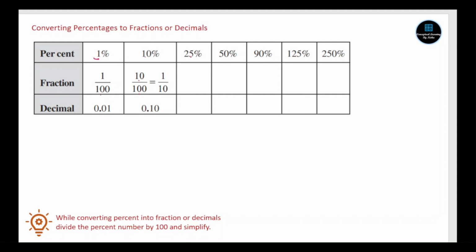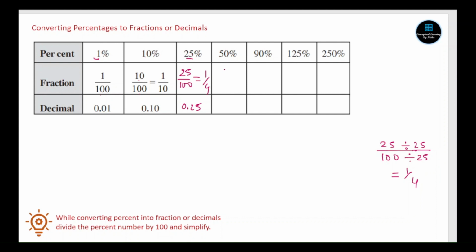Same way, 25% means 25 upon 100. If I simplify by dividing by 25, I'll get 1 upon 4. You remember how to do this? See, 25 upon 100, I am dividing by their HCF, so I'll get 1 upon 4. Now for 25%, writing it as a decimal is very easy. What you have to do is take from left to right, I mean this 0.25. That's it.